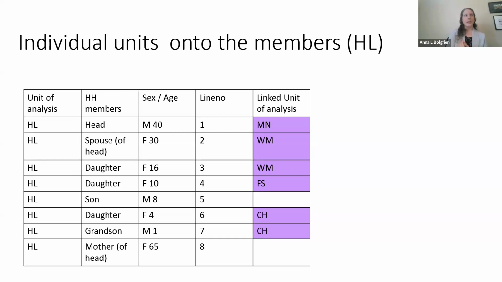You also note here that there are two members of this household that do not have another data set related to them. This 8-year-old boy and the 65-year-old grandmother of the head of the household don't have information in any other place. So the information about these individuals on the household roster is all the information that is available for these individuals.